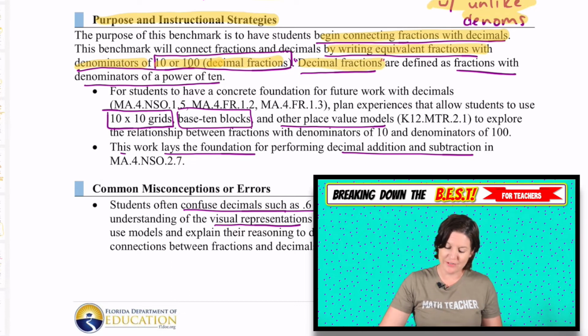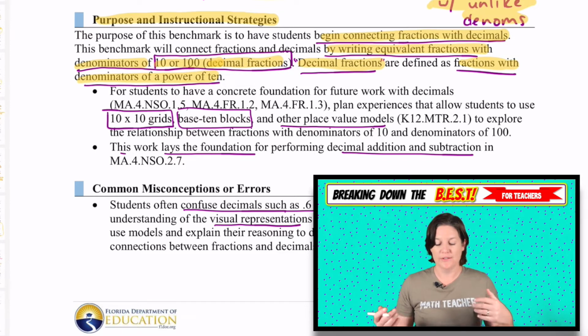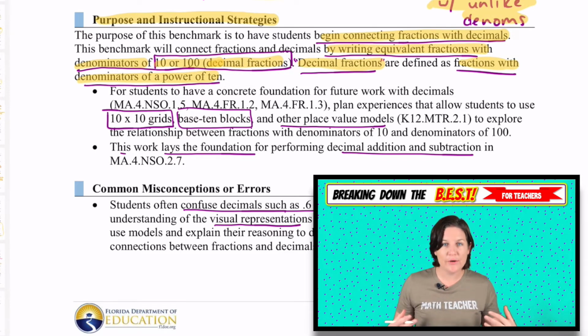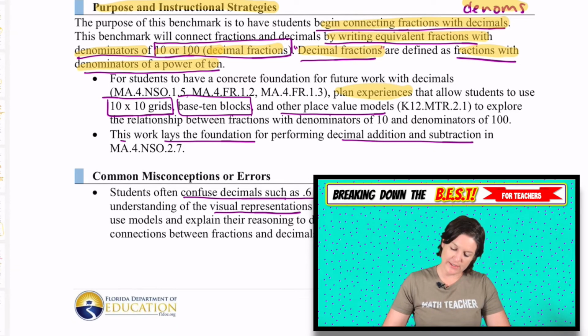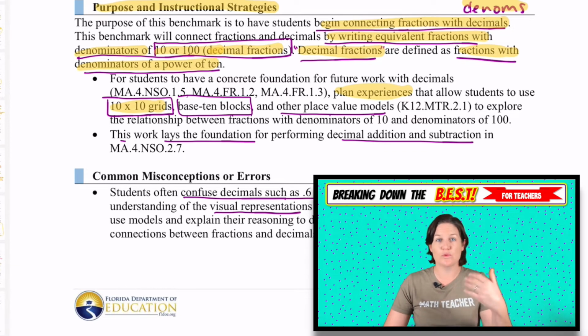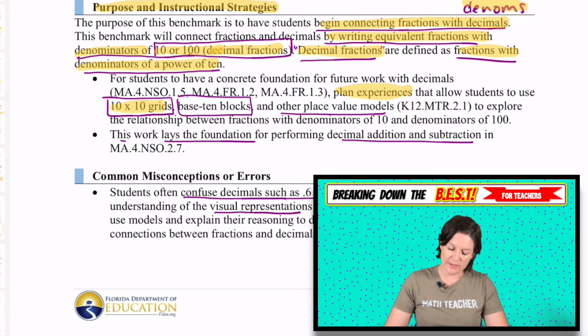Decimal fractions are defined as fractions with denominators of a power of 10. So when you have a denominator of 10 or 100 or 1000 and so on, those are called decimal fractions because they can be rewritten or converted into a decimal. Now we are super fancy that we know that together. We need to plan experiences that allow students to use 10 by 10 grids, which we will use in Taking on the B.E.S.T, as well as base 10 blocks.